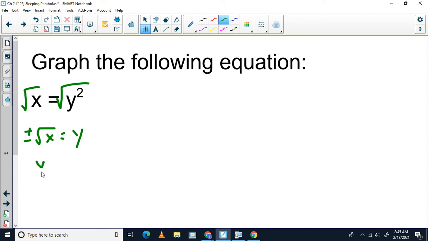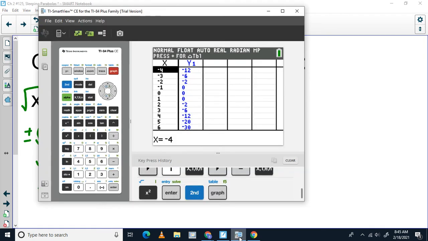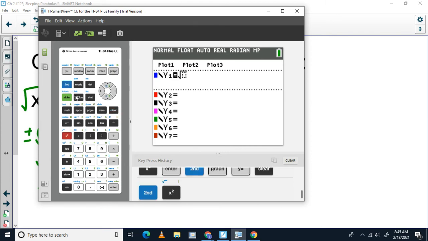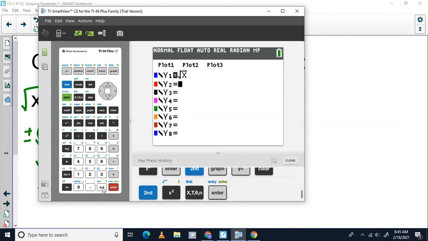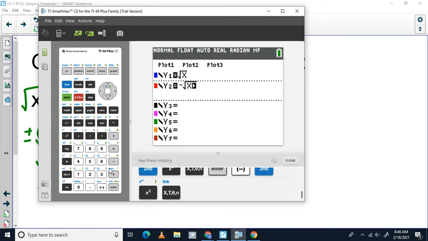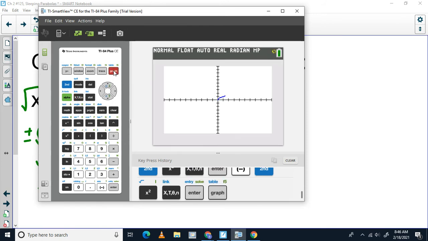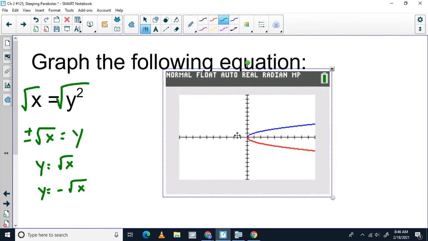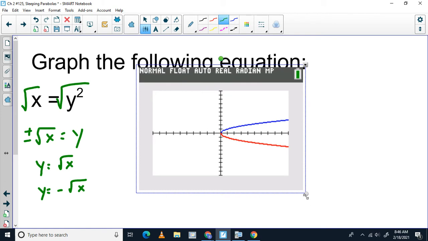Or in other words, I really kind of have two things here. I have the positive square root of x, and I have the negative square root of x. So let's see what that graph is going to look like. So I'm going to enter in two different equations. I'm going to put in the square root of x, and then I'm going to put in the opposite of the square root of x. And I'm going to graph that. And notice what we end up with here.